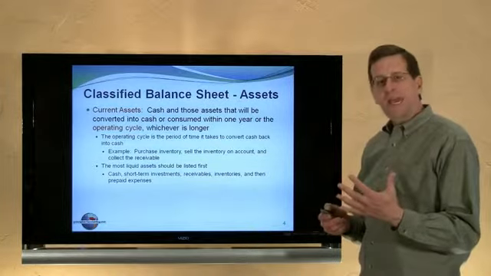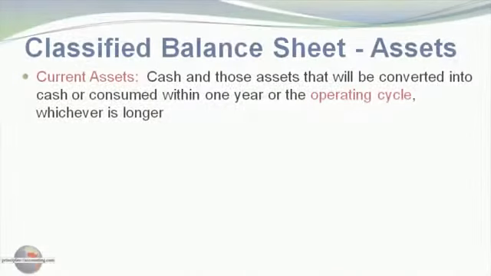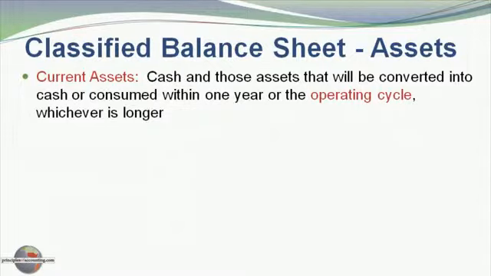We have 5 major categories for assets. The first of these is current assets. Current assets, by definition, are cash and those assets that will be converted into cash or consumed within 1 year or the operating cycle, whichever is longer. The normal test is 1 year. For some businesses, it may be longer than a year.